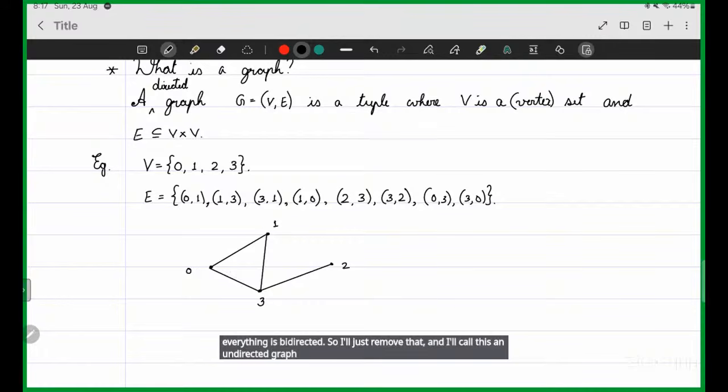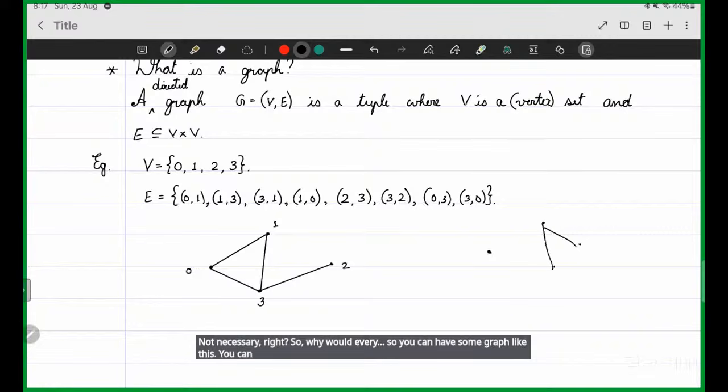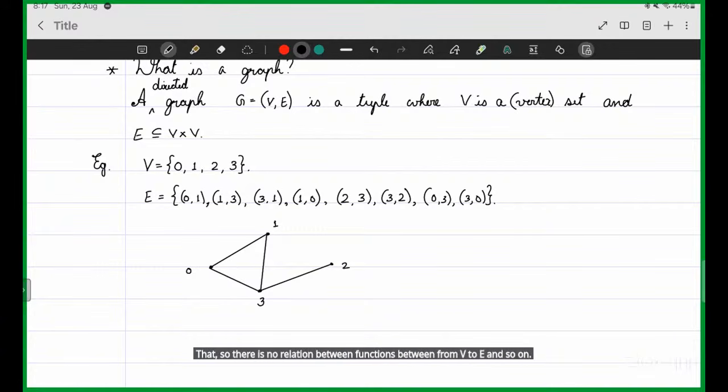So if it is in one direction, then it is a function? What is a function? Not necessary, right? You can have some graph like this. You can just have this as a graph. So this will not go anywhere. So there is no relation between functions from V to V and so on. Okay.